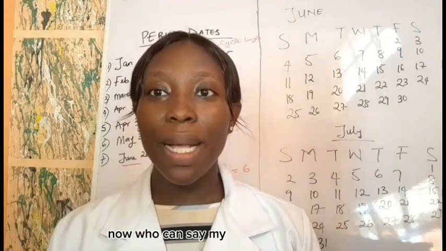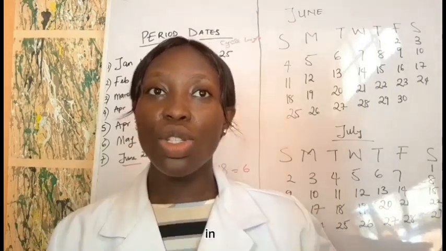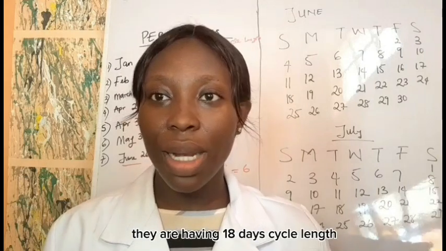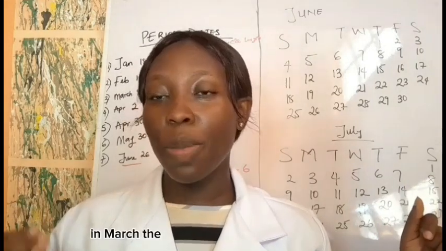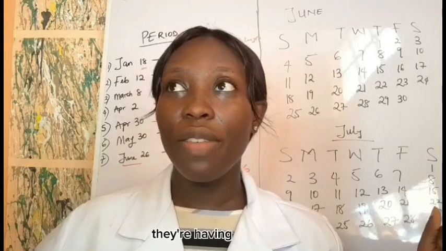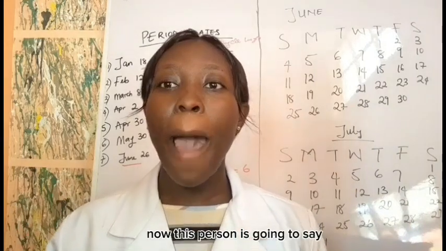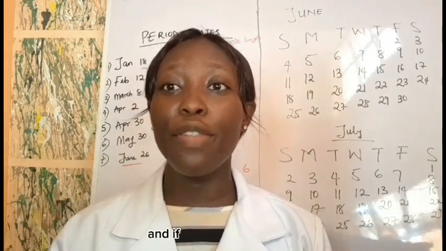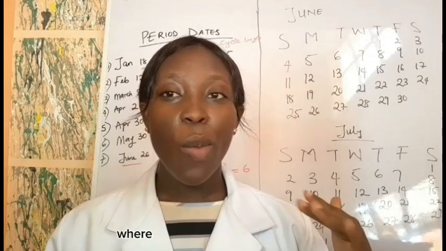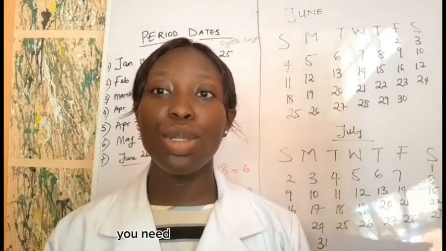Now who can say my cycle length is irregular? Someone whose cycle length is less than 21 days, so in January they have an 18-day cycle, and whose cycle length is greater than 35 days, so in March they have a 48-day cycle. This person can say my cycle length is irregular. If your cycle length is less than 21 days or greater than 35 days, you need to see your doctor to know why.